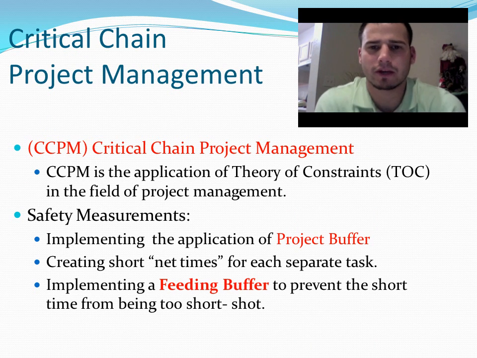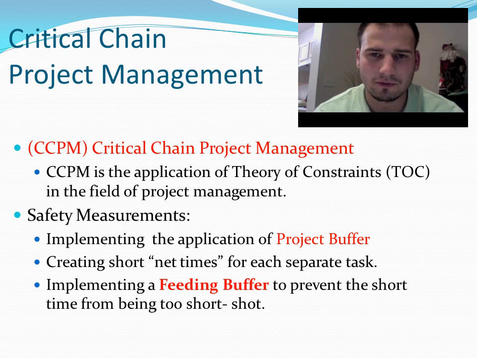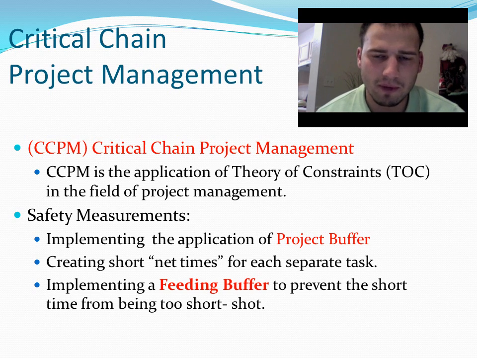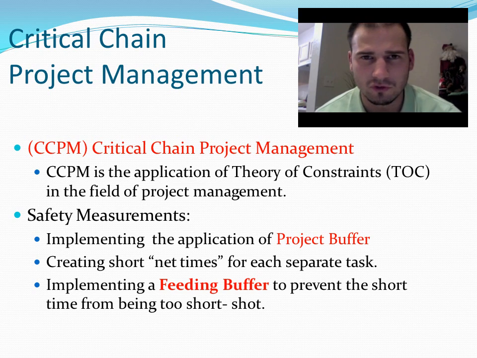Critical Chain Project Management, also known as CCPM, is the application of theory of constraints in the field of project management. We use such constraints in order to mitigate risks along each task. Several safety measures include implementing buffers, like project buffers, resource buffers, and feeding buffers.